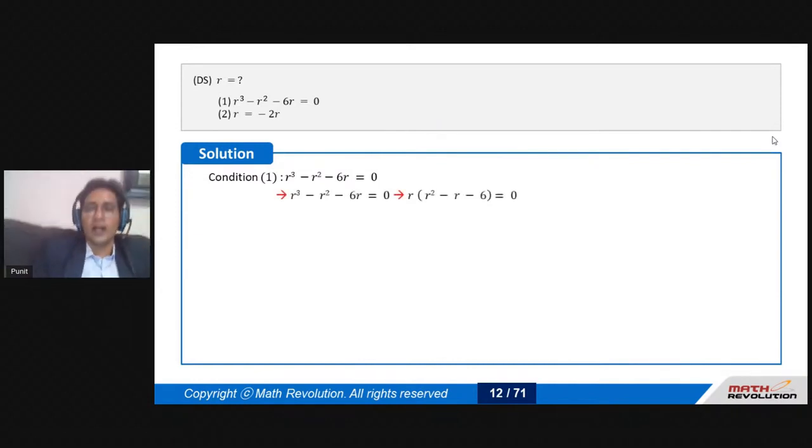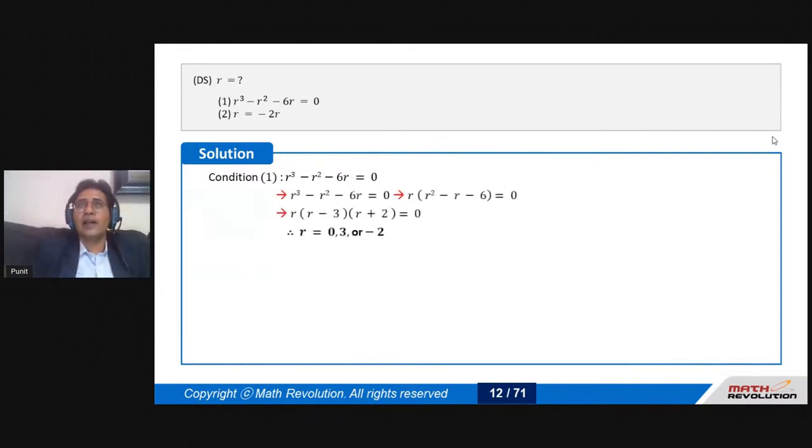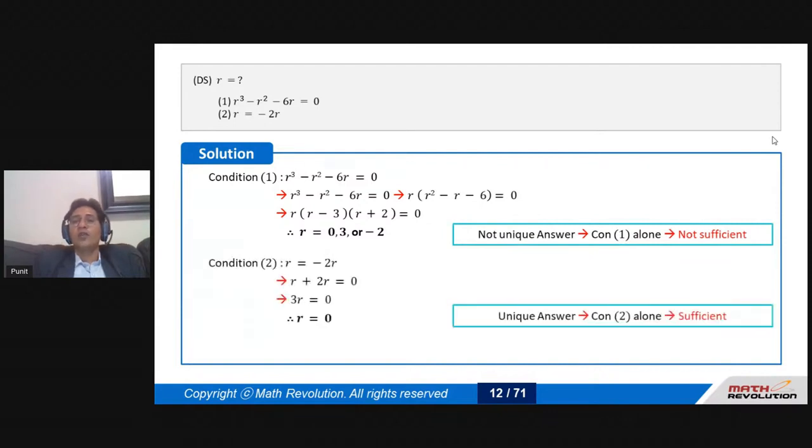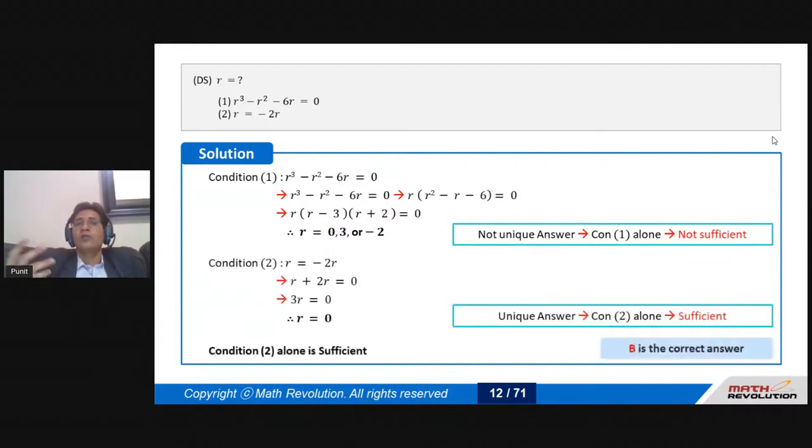Condition number 1 is giving me three values, and that is not unique. So condition number 1 alone is not sufficient. Condition number 2 gets me only one value, and hence it is sufficient to answer the question and get me the value of R equals 0. And my answer is B is the correct answer for this.